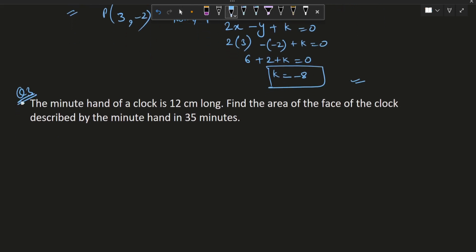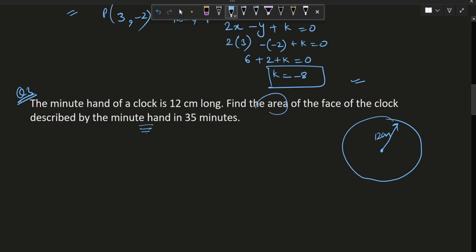Next question is from the area related to circles chapter. Okay, so here the question says that the minute hand of a clock is 12 centimeter long. Find the area of the face of the clock described by the minute hand in 35 minutes. Means you have a clock, randomly I'm drawing, and that's a minute hand which is 12 centimeter long. So in 35 minutes how much will it travel? You have to calculate, not the distance traveled, the area covered by that. Okay, so how are we going to do it?